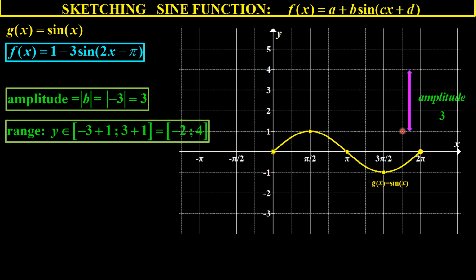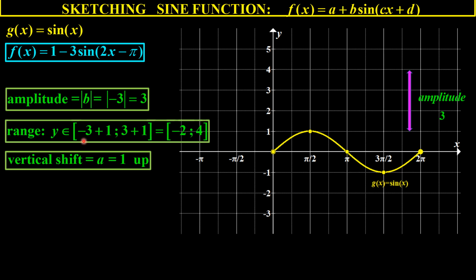Then the next thing I want is the range. Now a range normally would be from -3 to 3, but I'm also shifting it 1 up. So it's -3 plus 1 and 3 plus 1, which gives me -2 to 4. So the graph will be between -2 and 4, right? From -2 to 4.